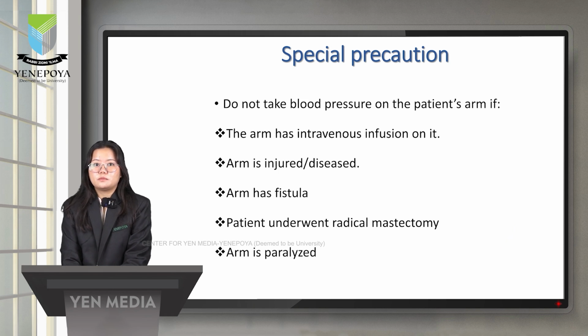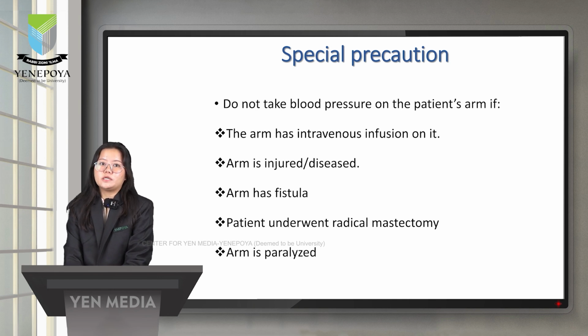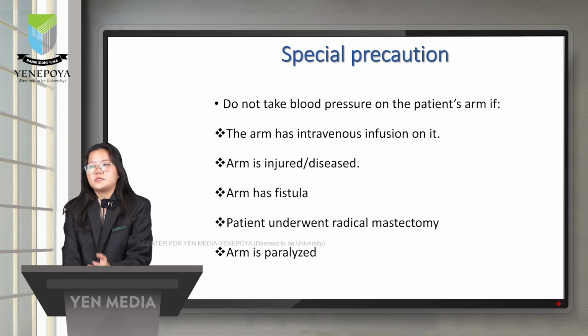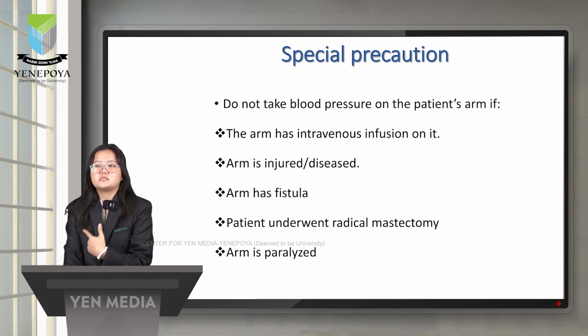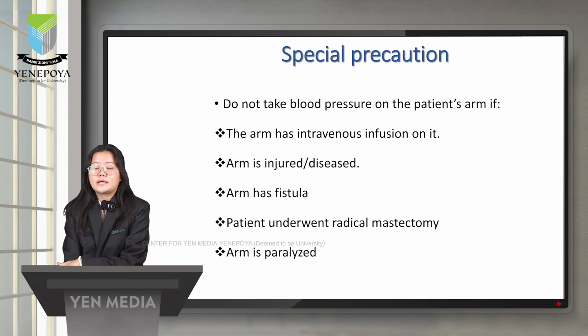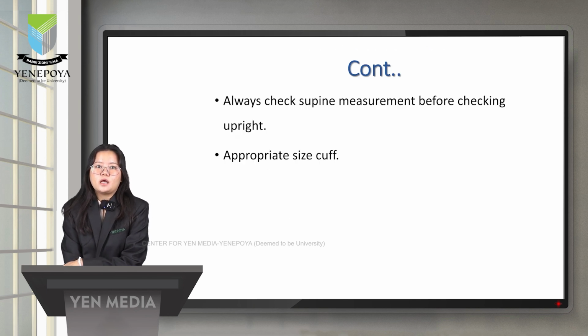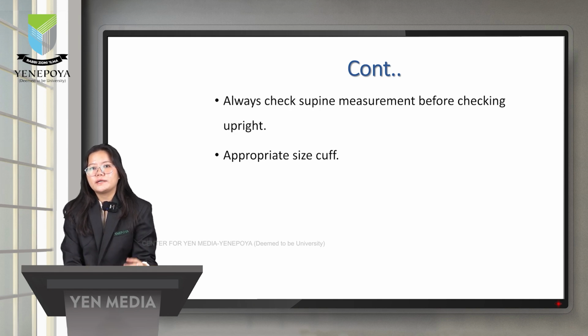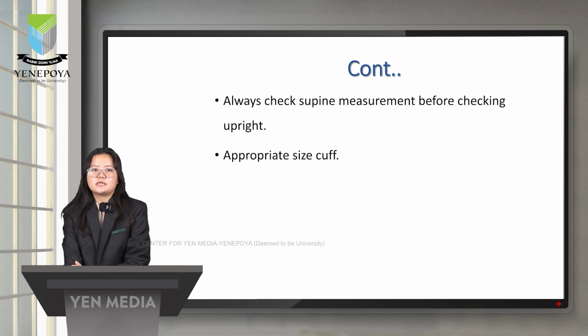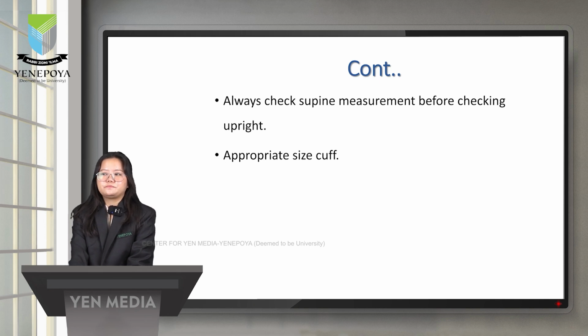We should not take blood pressure on the arm or the side of the arm if the patient is on IV infusion or intravenous infusion, if the patient's arm is injured or diseased, or if there is any kind of fistula. Sometimes a patient may have undergone radical mastectomy, so that side should also be avoided, and in some cases when the arm is paralyzed. Also, as I told you before, the BP monitoring has to be done in a supine position, and the appropriate size cuff has to be selected.